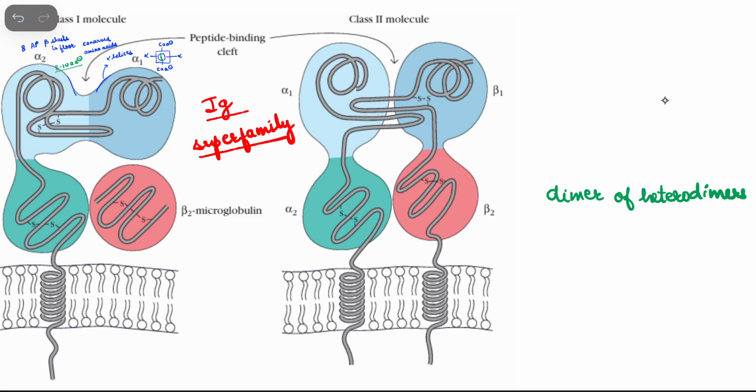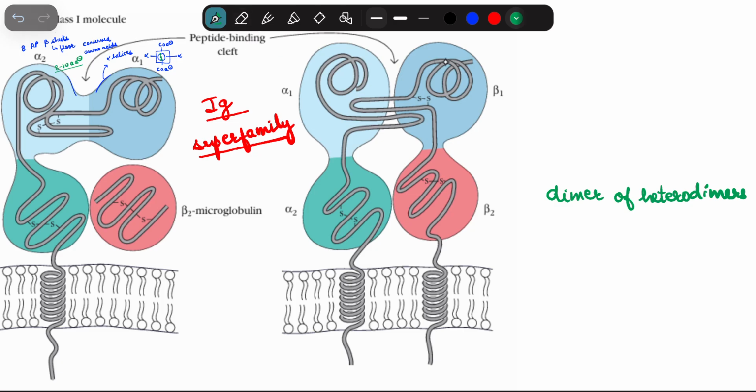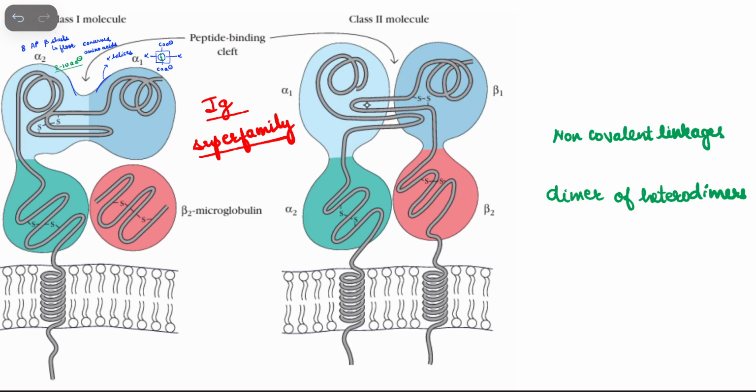Now again, very similar to class 1 molecules, the MHC class 2 molecules here are also associated with non-covalent linkages. Where can they be found? They can be found in between the two heterodimers. So suppose you are looking here, this is the peptide of a beta chain and this is the peptide of alpha chain. In between them also there might be some non-covalent linkages. Similarly, there might be some non-covalent interactions here, which together comprise this MHC class 2 molecule.